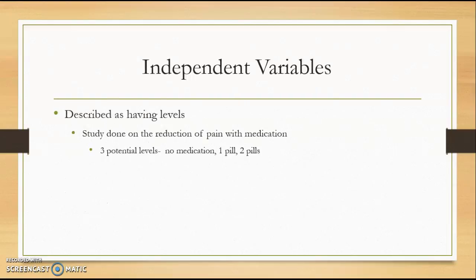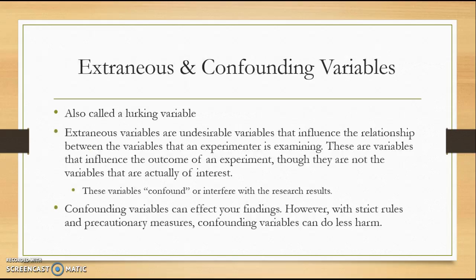or control condition. Like dependent variables and being able to have multiple of them, independent variables have their own little quirk, which is levels. So a study done on the reduction of pain with medication could include 3 potential levels: no medication, 1 pill, or 2 pills. So with extraneous and confounding variables, we also have another video for you.